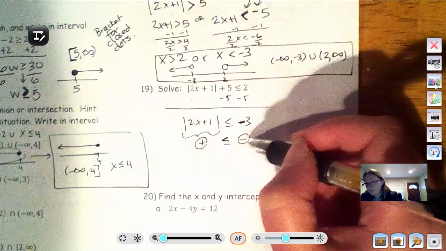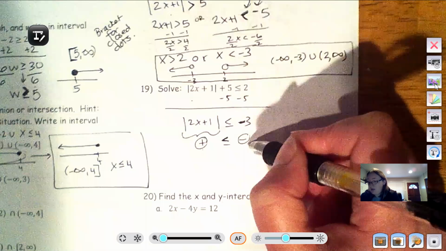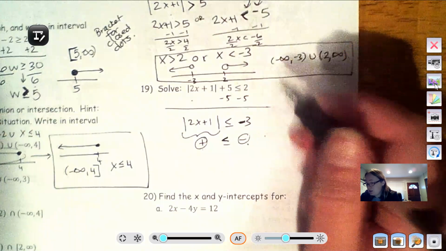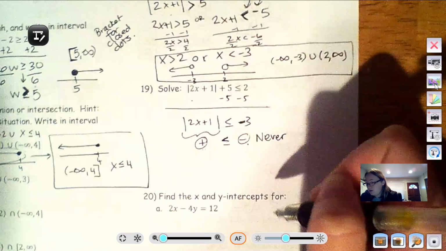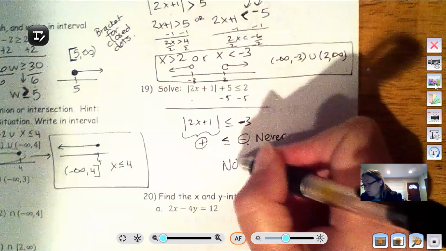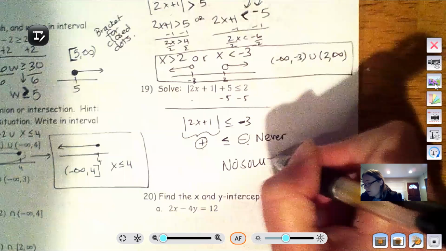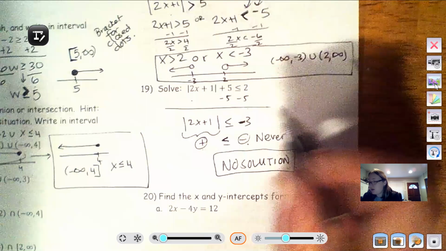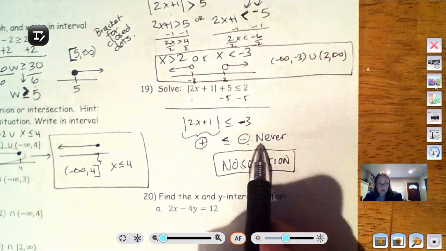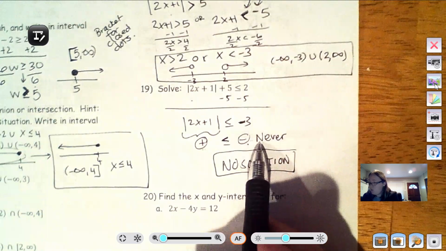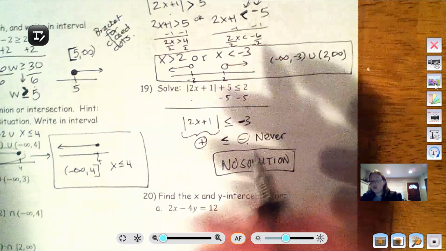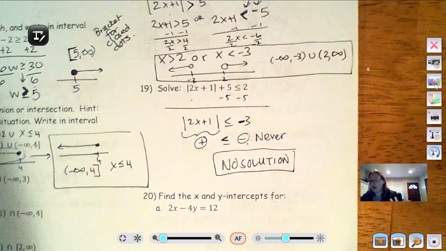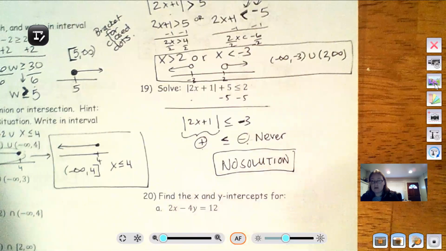Okay, right. And positives are not smaller than negatives, so this is never going to happen, right? So your answer would be no solution. If you didn't stop to think about it and you solved it, you would end up getting a situation where it was an and, but there's no overlap. And so you're like, wait, there's no overlap. Well, that's because there's no solution.